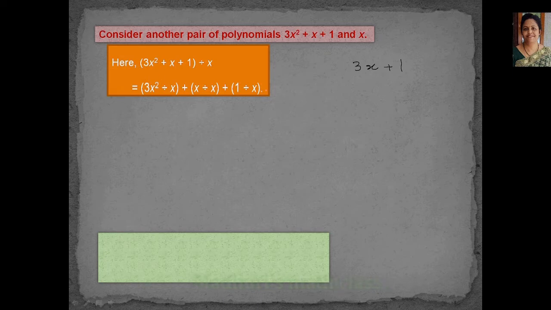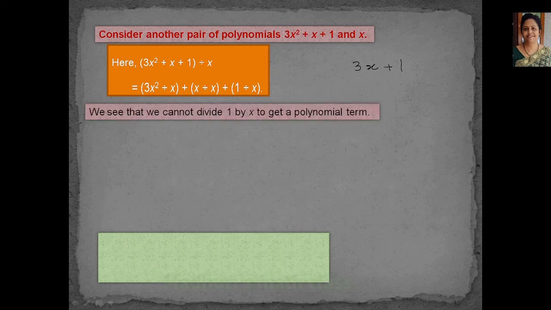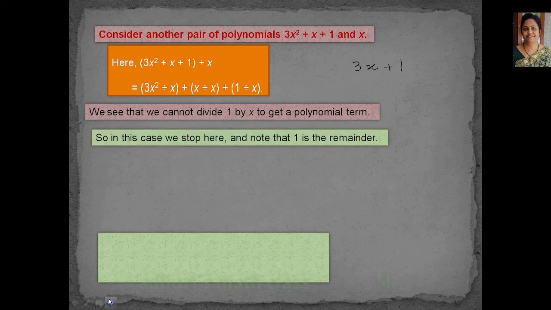And 1 divided by x, you cannot divide 1 by x. So we see that we cannot divide 1 by x to get a polynomial term. So in this case, we stop here and note that 1 is the remainder.